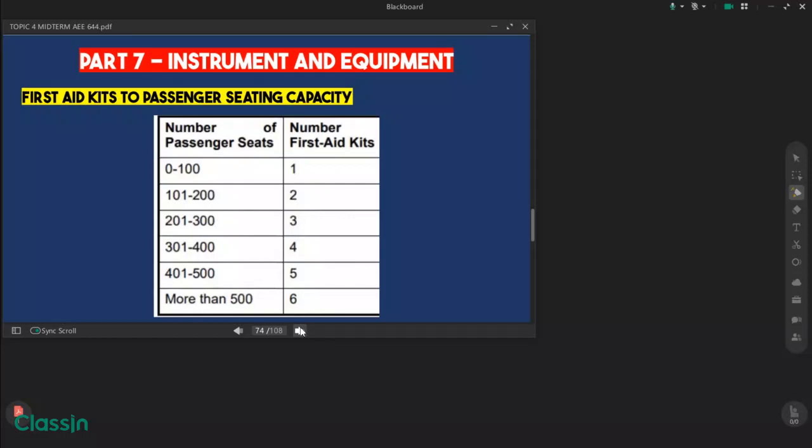So we have this first aid kits to passenger seating capacity. So ito po yung mga kailangan nating number ng first aid kit sa dami ng pasahero. So hindi po yan, for example, gusto lang ng operator na maraming first aid kit, kasi may certain standards po yan na sinusunod. So always remember, ito yung table na kailangan nating equipment. So kapag 0 to 100 yung pasahero, isa lang. 101 to 200, 2; 201 to 300, 3, and so on. Okay? So hindi yan hinuhulaan, guys. Meron tayong certain standards kung gaano karami yung equipment. Okay?